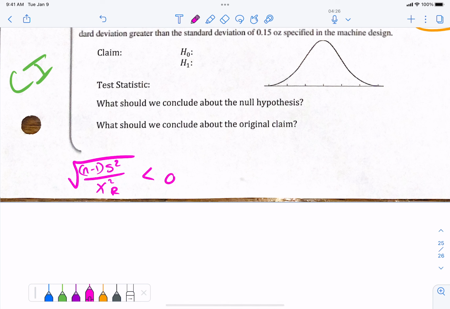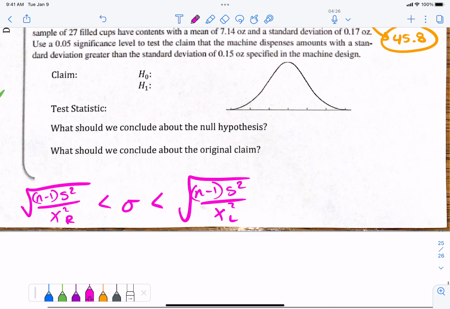Sigma. Right? Did I write that down right? Yeah. Square root n minus 1 S squared over chi squared left. Okay? All right, I'm going to go through this problem and I'm going to show you the one thing that people screw up all the time because they get to the test and they're like, do I square it or not square it? Okay, so here we go.